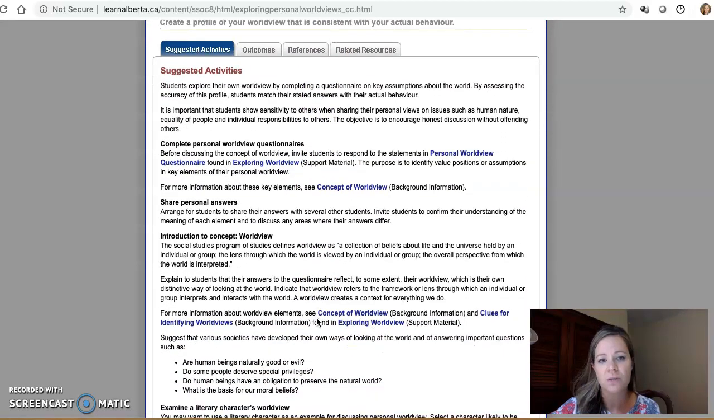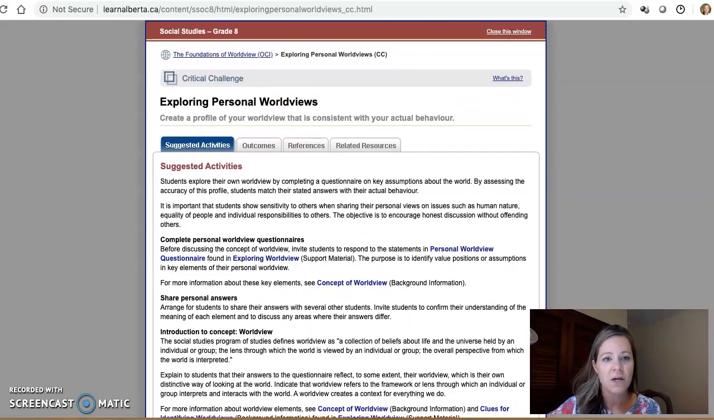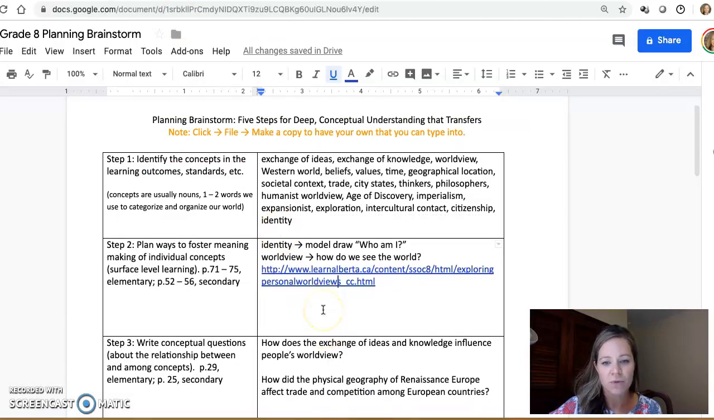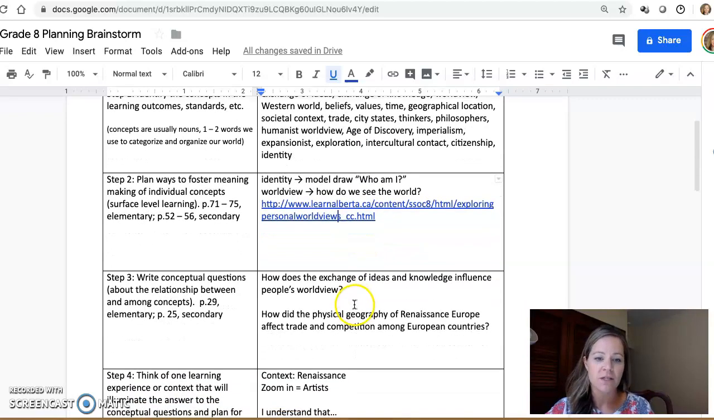So this is a resource about exploring worldviews and some suggested activities. If I find things like that on my brainstorming planning document, I just sometimes throw them in there. How am I going to get kids to understand what these concepts are? So pretend that I've done that for all of these concepts here. I've sort of brainstormed in step 2. How am I going to have kids make meaning of all of these things?